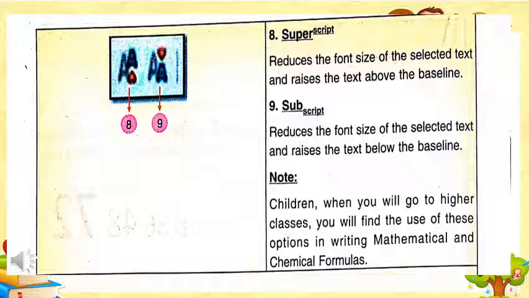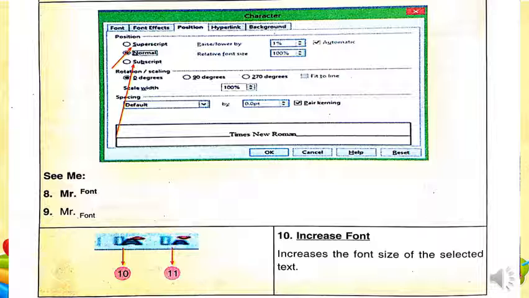Okay, in the images we will see the 8th and 9th. But note, children, when you go to higher classes, you will find the use of these options in writing mathematical and chemical formulas. The example of 8th and 9th I will show you here. See here, Mr. Font and Mr. Font 9th. So these are examples of subscript and superscript.